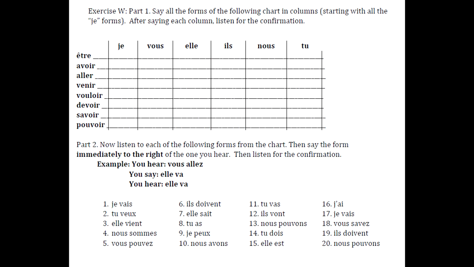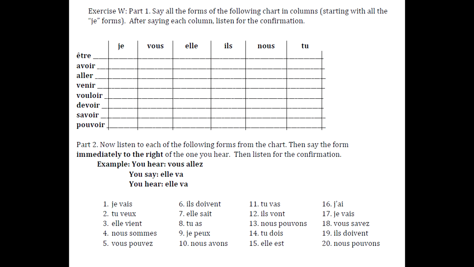Nous devons. Number 7. Elle sait. Ils savent. Number 8. Tu as. J'ai. Number 9. Je peux. Vous pouvez. Number 10. Nous avons. Tu as. 11. Tu vas. Je suis. 12. Ils vont. Nous allons.